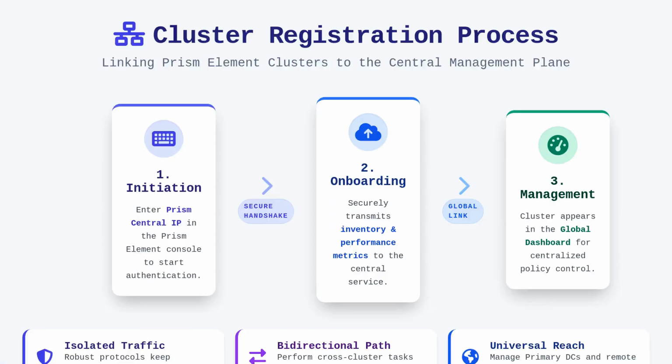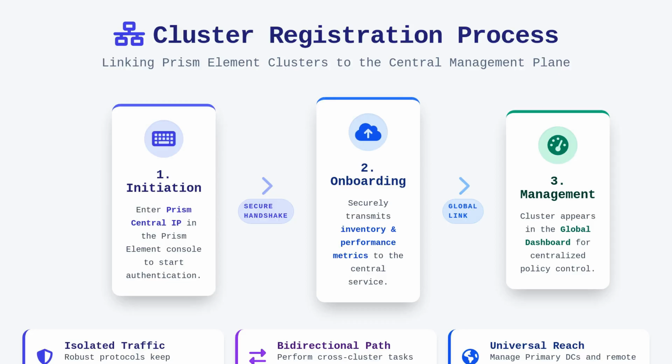Registration process is the final step in establishing a functional link between your local Prism Element clusters and the central management plane. Once you have deployed the Prism Central VM, you initiate the registration process from within the Prism Element Web Console by entering the IP address of your Prism Central instance.